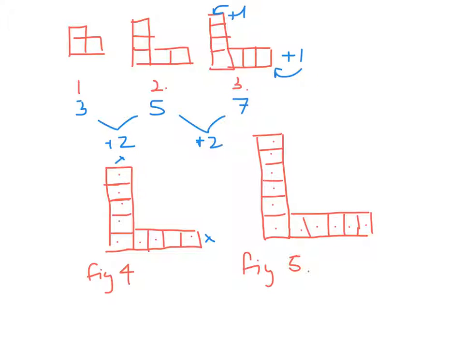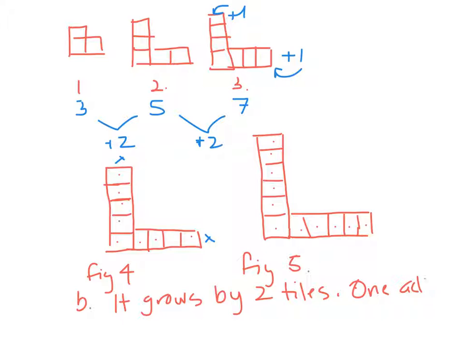B asks us to explain how does it grow. We would write it grows by 2 tiles. If we want to be specific, we could say 1 added 2 each end.